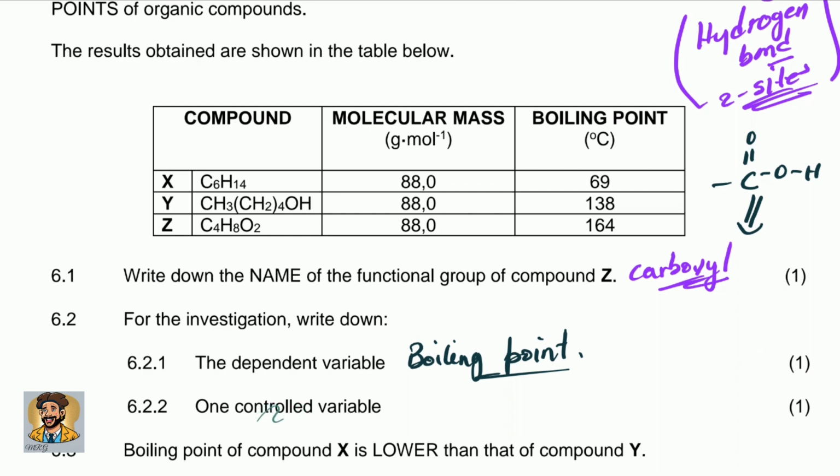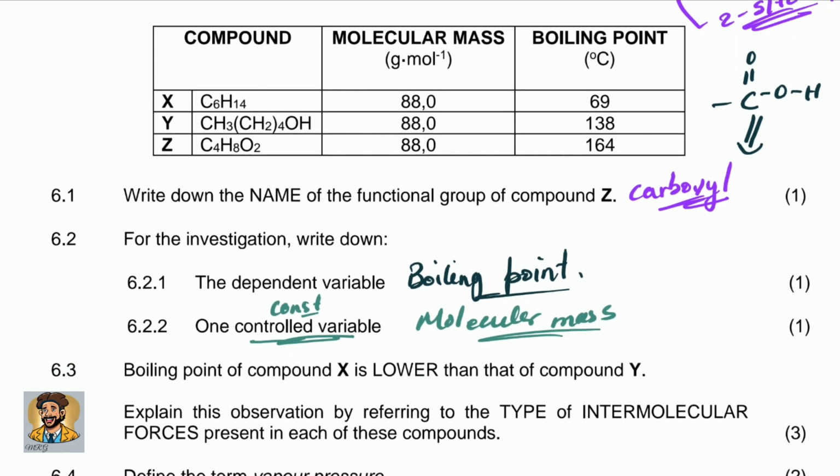Then they ask for one control variable. What variable is constant? Remember, the control variable is the one that we keep constant. So which one is the one we keep constant? The molecular mass. You see, all the organic compounds have the same molecular mass. So far, so good. This question gives you the first 3 marks very easy.